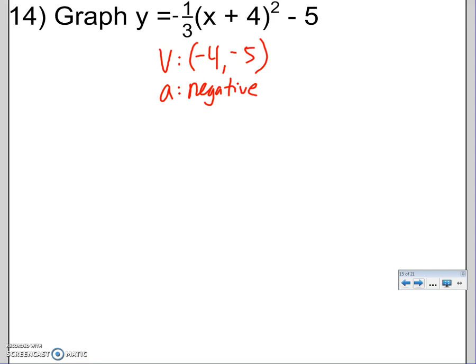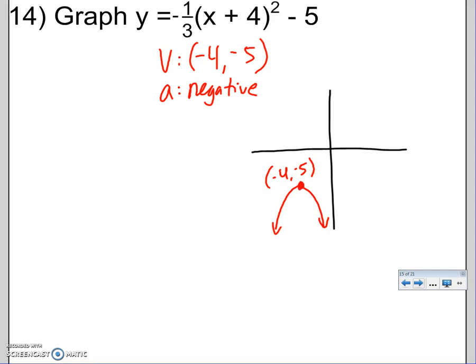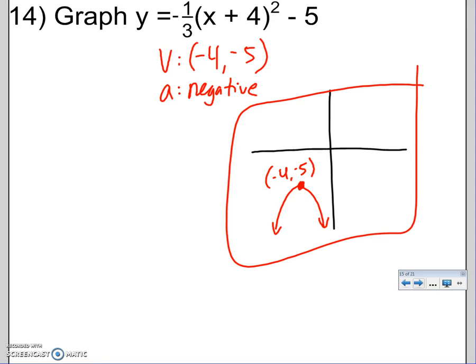So when I graph this, I'm in a coordinate plane. I'm just sketching. -4, left 4, -5 is down 5 right here. So let's call that -4, -5. Since A is negative, the picture is upside down. So upside down U, again, I don't care about how tall or wide right now. That's it. That's the answer. So that's all they want. They don't care about domain or range here.